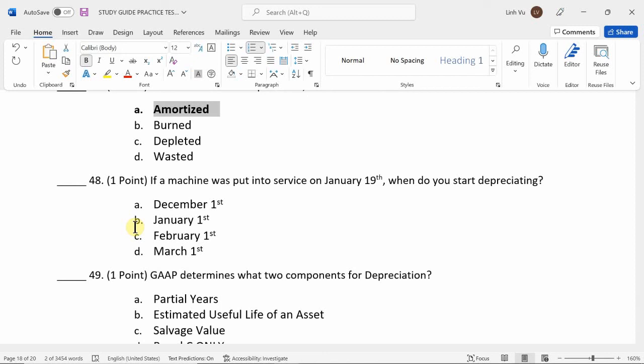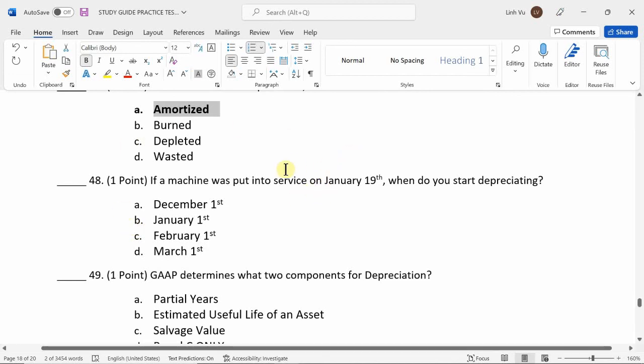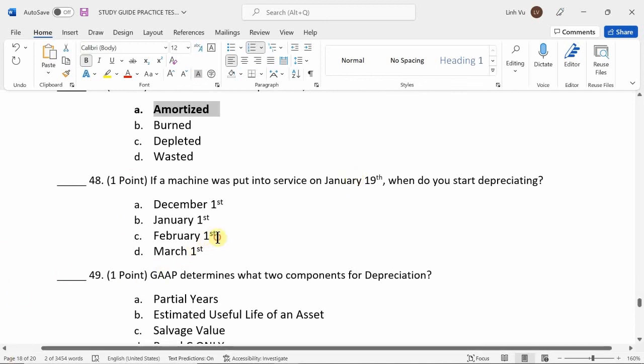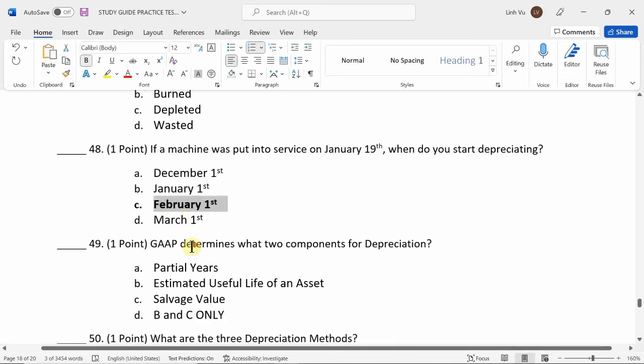48. Okay, if a machine was put into service on January 19, okay, when do you start depreciating it? February 1st. February 1st, because in this case, it fell after the 15th, which means it's less than 50% of the month. So you're just going to go ahead and treat it as if you're going to depreciate it starting February 1st. So that is correct. It's less than 50% of the month, so you're going to depreciate it the following one.